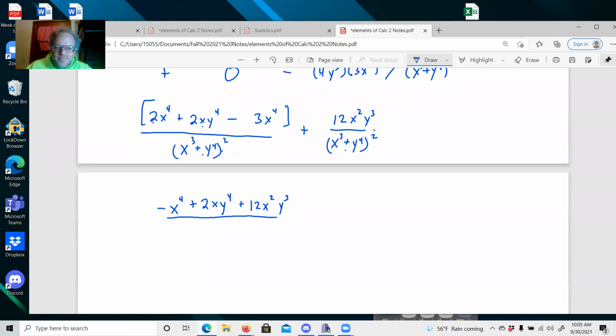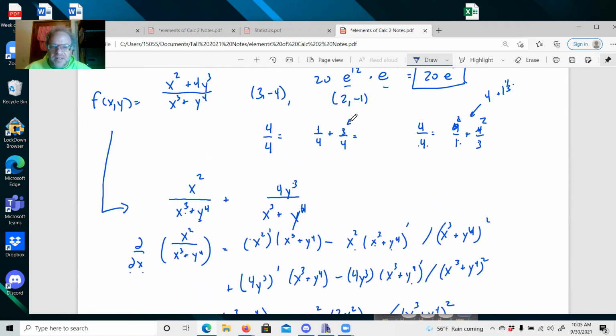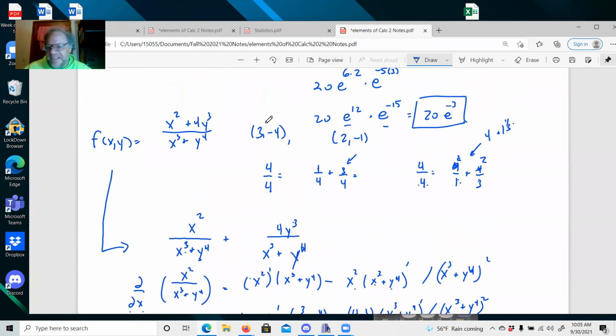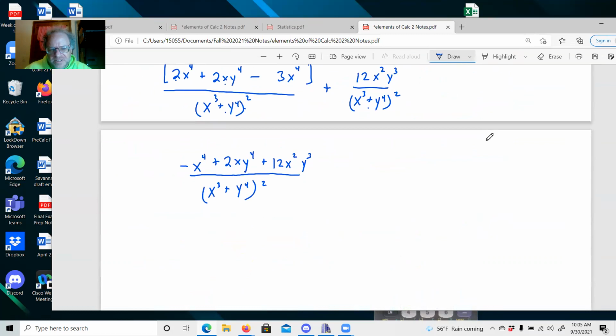And then we have (x cubed plus y to the 4th) squared. All right. They're making us come up with a value here for it. They sure are. This is 3, -4, right? That's what they want, the value at 3, -4. Jerks. All right. So we have to plug this thing in, right? This is the x value, this is the y value.